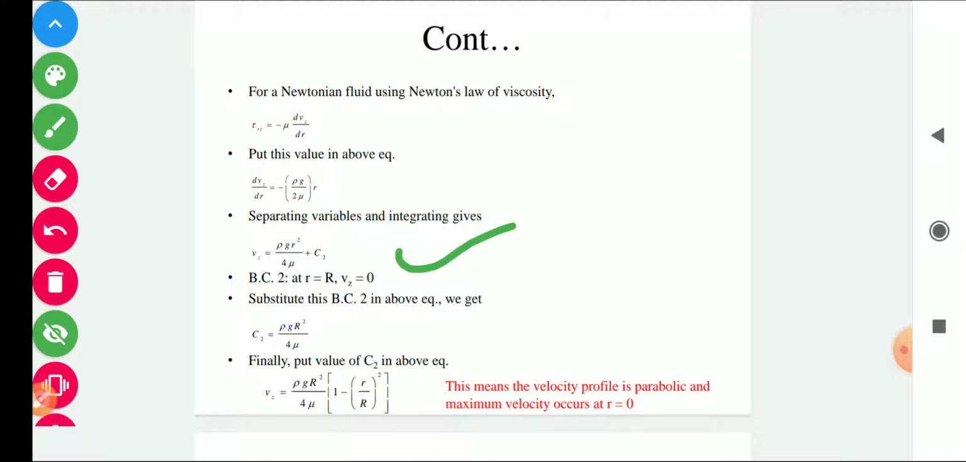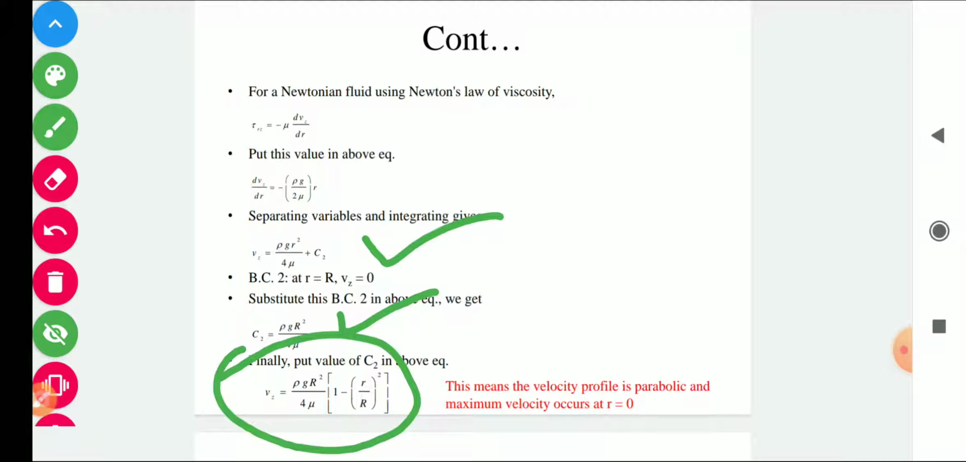It means at r equal to capital R, Vz equal to 0. So if we put this boundary condition in this equation, the final value of C2 will be this one. After putting the value of C2 in this equation, the final value of velocity is Vz equal to rho g r square upon 4 mu times 1 minus r by capital R whole square.